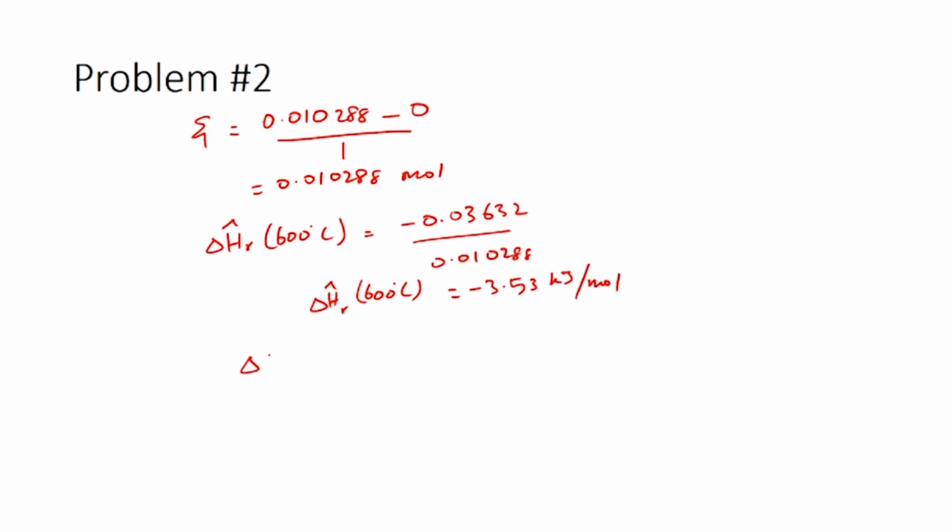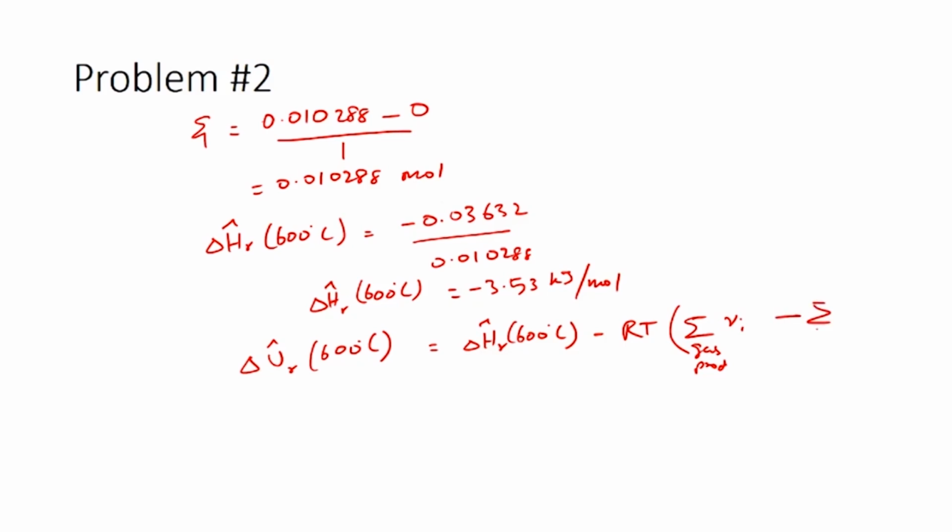We have also been asked to calculate delta UR at 600 degrees Celsius, and this would be equal to delta HR at 600 degrees Celsius minus RT times the summation of the gaseous products' stoichiometric coefficients minus the summation of the gaseous reactants' stoichiometric coefficients.